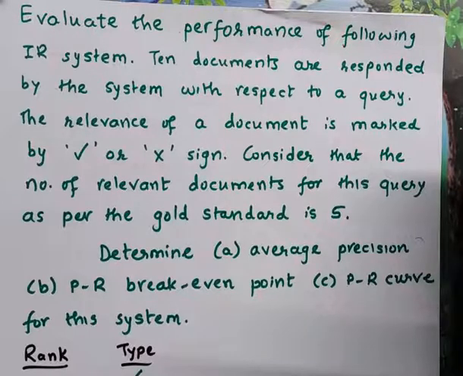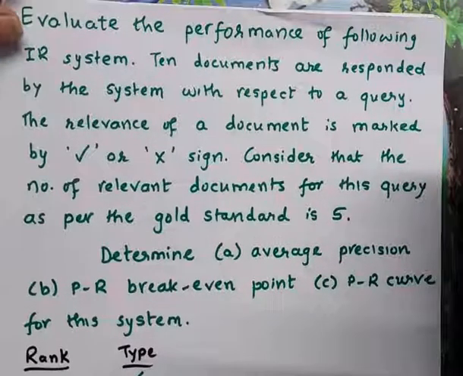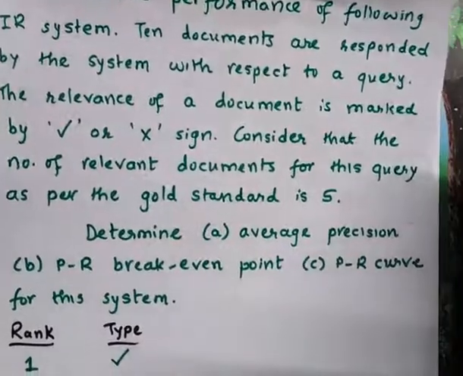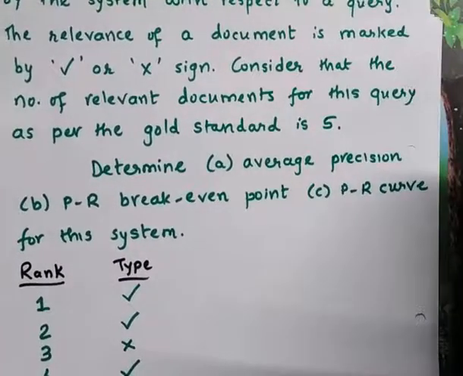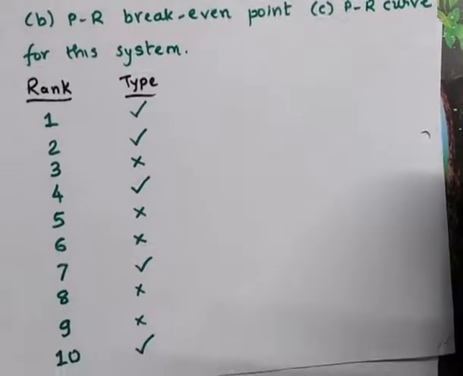So in the repository of the search engine or IR system, the number of relevant documents with respect to this query is 5. So the task to be done is to determine average precision, precision recall break-even point, and precision recall curve for this system. And this is the problem. So here we can see that 10 documents have been responded by the search engine and they are marked with their relevance or irrelevance.